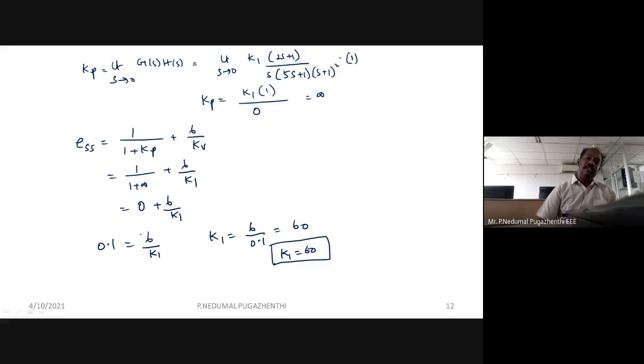Any clarifications needed in this problem? Any step you want me to repeat again? I am ready to do that.